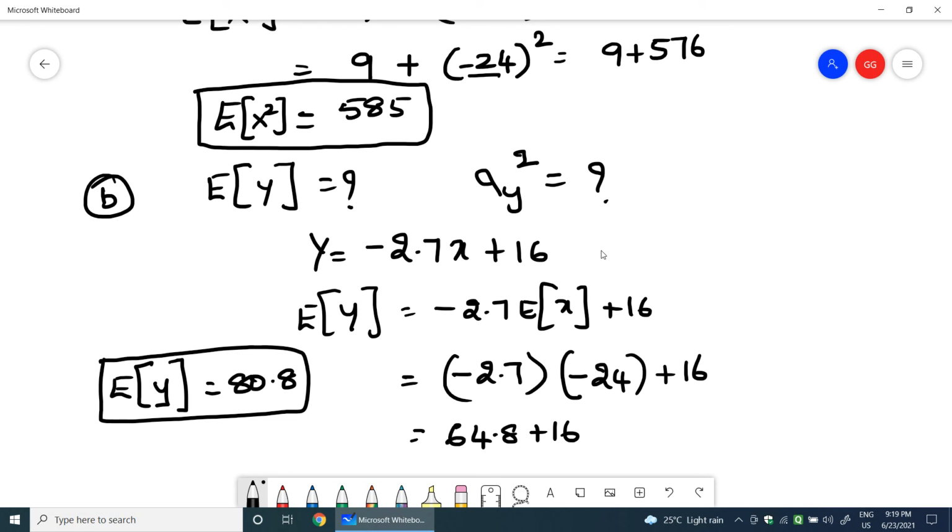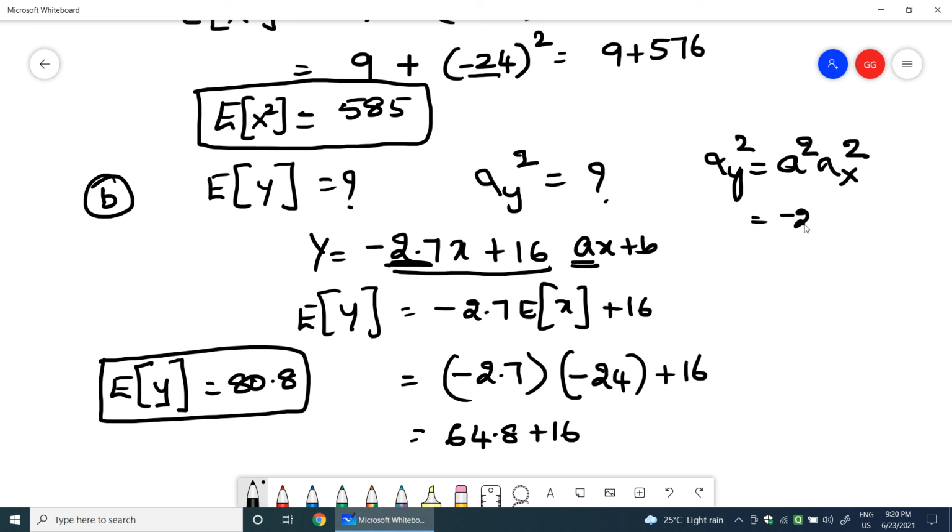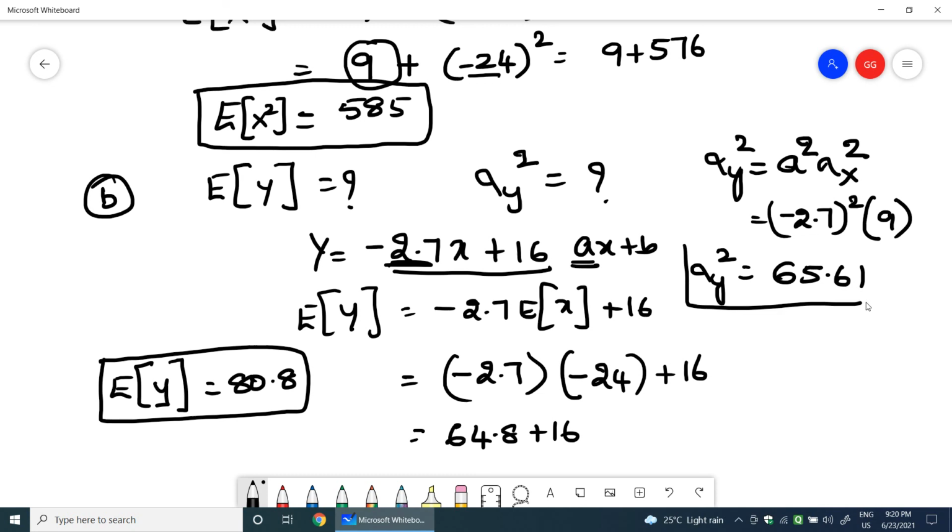Now, if I want the variance of y, the formula is a square into variance of x. Very simple. This is the property which we have discussed in the properties of mean and variance. Here this is in the form of ax plus b. Therefore, in the place of a we have minus 2.7. So it is minus 2.7 the whole square into 9, which is sigma x square. Therefore, sigma y square, which is nothing but the variance of y, would be equal to 65.61. So this is the final solution of the mean and variance of y.